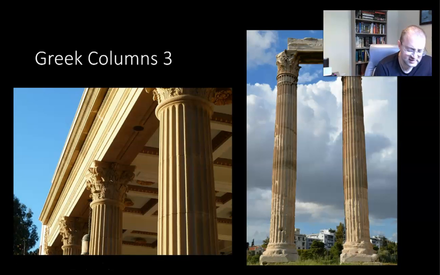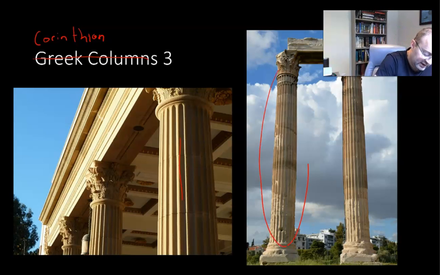So moving on to the third one. This is actually a variation on Ionic, and it is called Corinthian. And you'll notice that it has similar sorts of things. The deep fluting of the Ionic columns. They're tall and narrow like the Ionic columns, and they have a pedestal like the Ionic columns. The main difference to point out is the capital tends to be very ornate, tends to be sculpted.